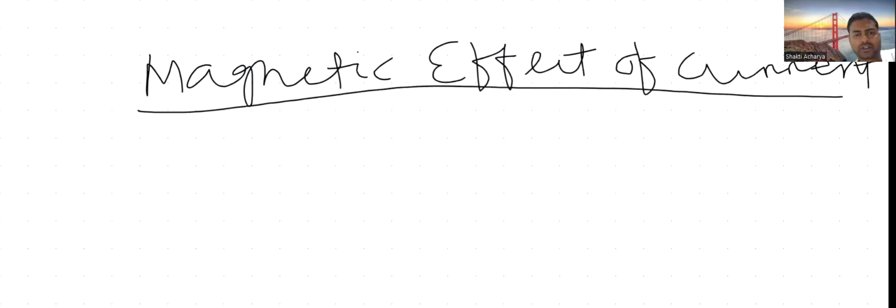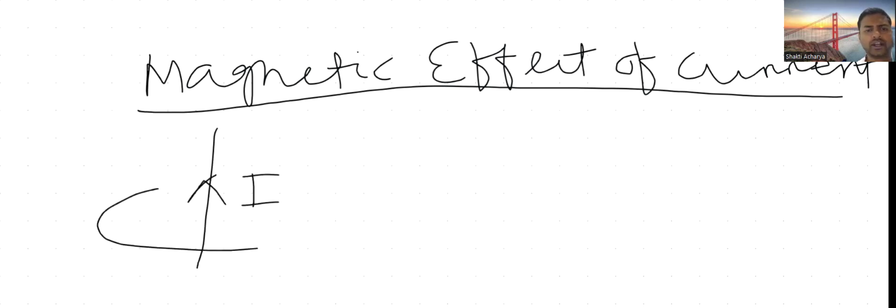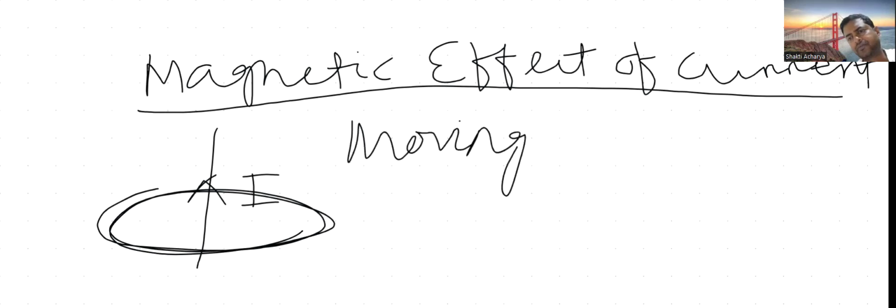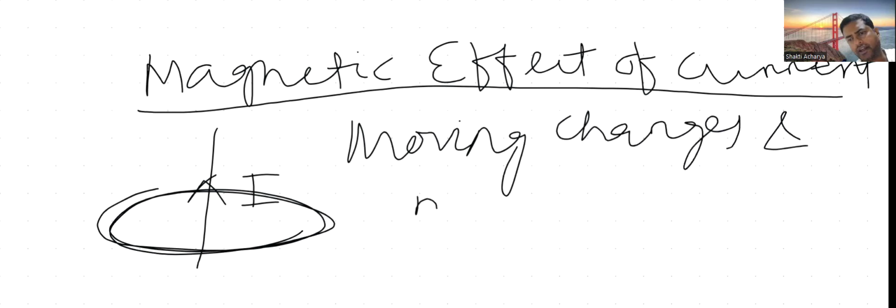So, Oersted was the first scientist who told that if current is passing through a conductor or a wire, then a magnetic field is created around it. So, basically, the other name of this topic is also called moving charges and magnetism.